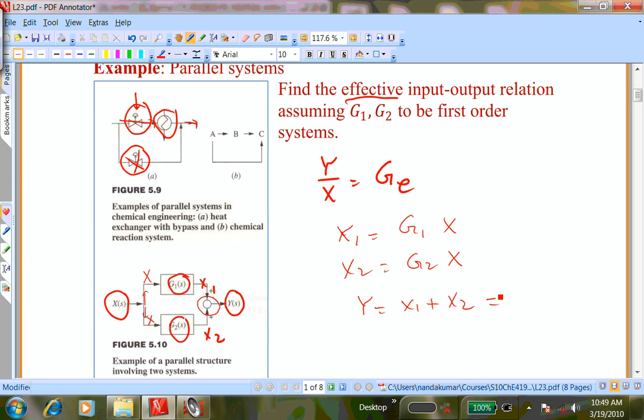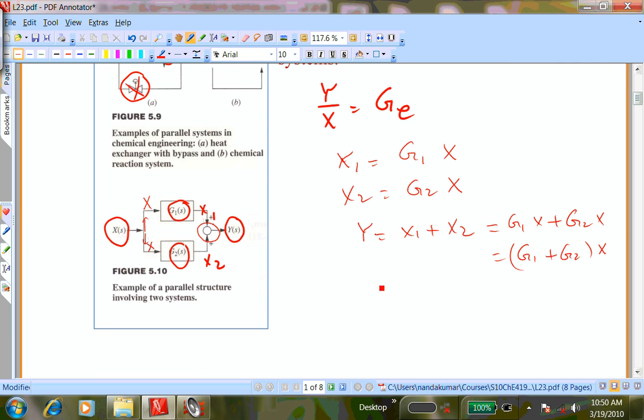So all I need to do is now eliminate x1, x2. I don't need that. I need only the relationship between x and y. Okay? So y is going to be equal to g1x plus x2, which is g2x, which is equal to g1 plus g2 times x. Okay? So y divided by x is simply g1 plus g2. If it was series, it would have been g1 times g2. Okay, if the two processes g1 and g2 are in series, then the effective transfer function is the product. But when they're in parallel, it is the summation of those two.